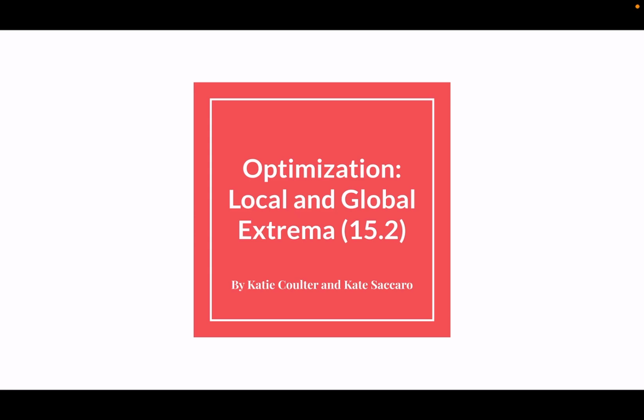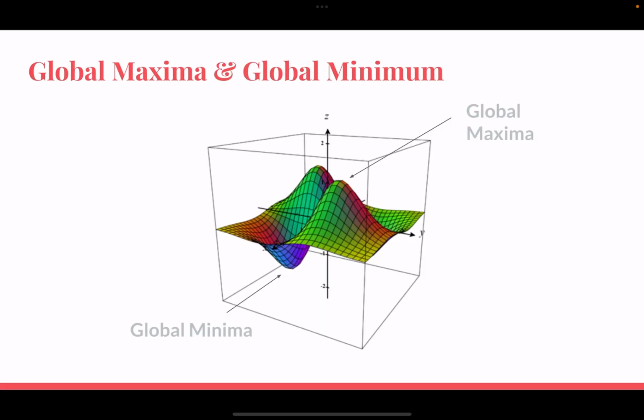We decided to do our project on section 15.2 of the book, which focuses on optimization and local and global extrema. So first, let's look at what global maxima and minima are. They are basically just the highest and lowest points on the 3D graphs, similar to how it would be the highest and lowest points on the 2D graphs.